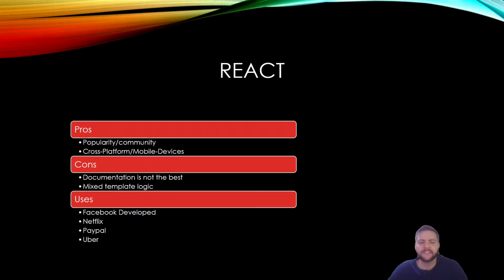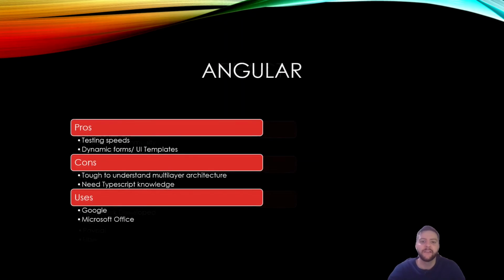Now, what I found was that the documentation for it isn't the best. It's not always the greatest. And it has this mixed template logic, and what that does is it can make it a little bit more difficult to comprehend and learn when you're trying to build a template for something and you have to deal with two different templates from different languages, for example. Now, some of the most common uses for it, like I said, it's Facebook developed, and it actually is used in Netflix, PayPal, and Uber. These are all very common applications that we use all the time. I know I've used all of those.